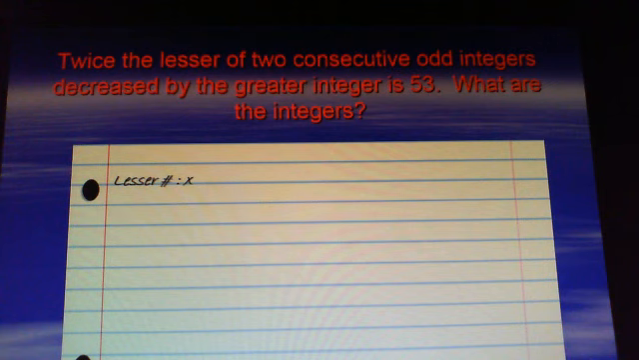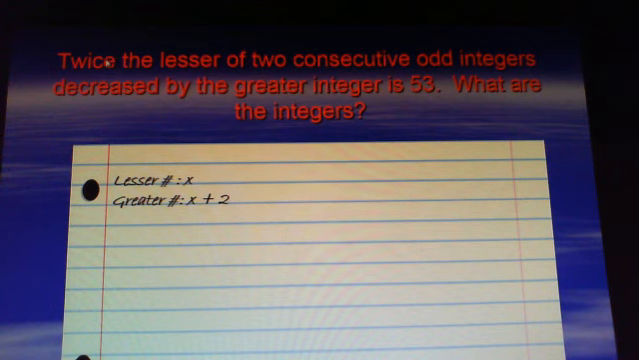They told me that there were 2 consecutive odd integers, so I knew I was going to have a lesser one and a greater one. I didn't call them first and second. You notice that? I called them lesser and greater because they called them lesser and greater. Whatever they call it is what you need to call it. So since they said lesser and greater, that's what I called them. My lesser one has to be the first one, and my greater one has to be the second one.